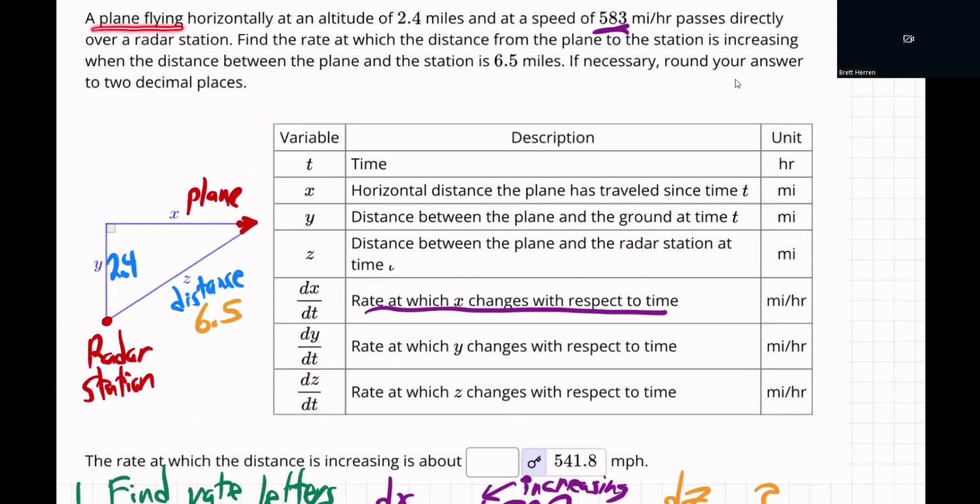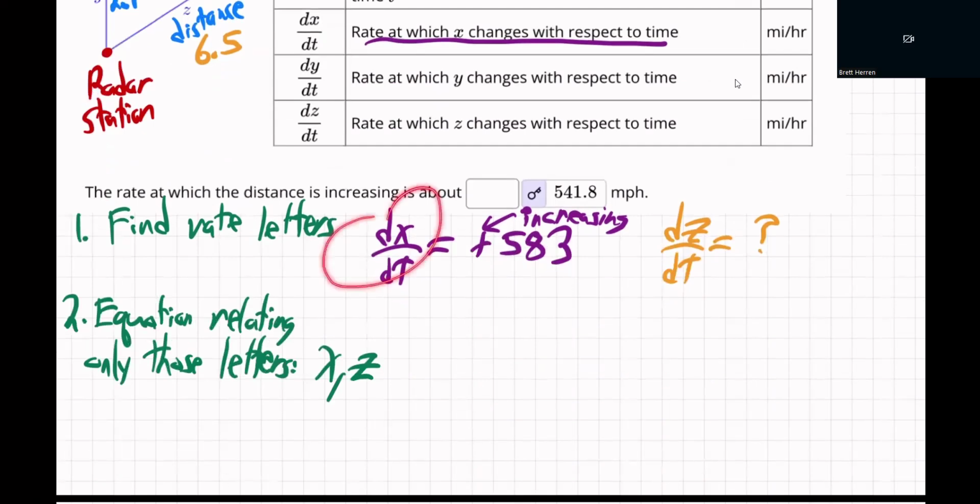I just read the words and I just said, okay, where's the rate? Where's the rate? Where's the rate? There it is, speed, and that's speed of the plane. So that's dx dt. And then I kept reading. Then I find a rate, distance, that's dz dt, and they didn't mention any other rates. So those are my only rate letters. So I want my equation to just have x and z.